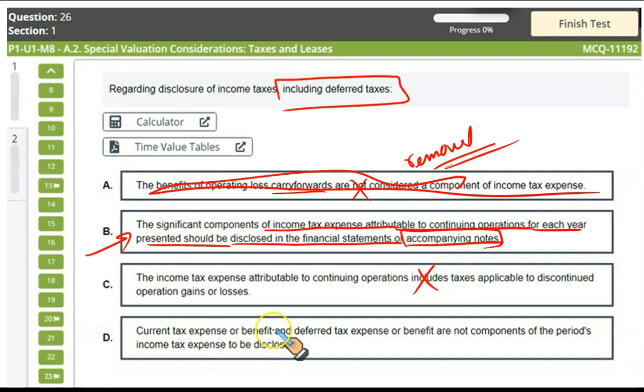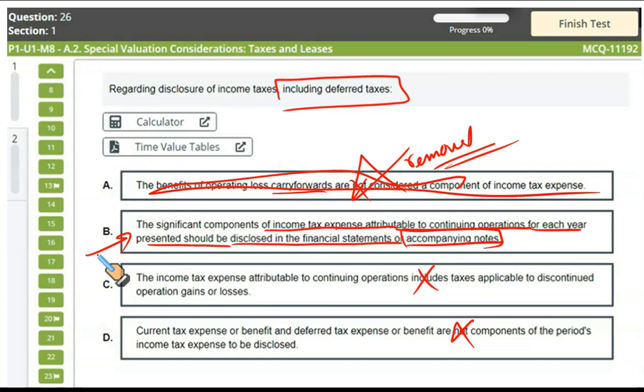Current tax expense or benefit and deferred tax expense or benefit are not components of the period income tax expense. In fact, they are. Deferred tax expense and current income tax expense are both part of the income tax charge to the income statement. I'm sure you would have done your taxes topic well and you would know. This A is totally irrelevant and can be ignored. B is what makes full sense.